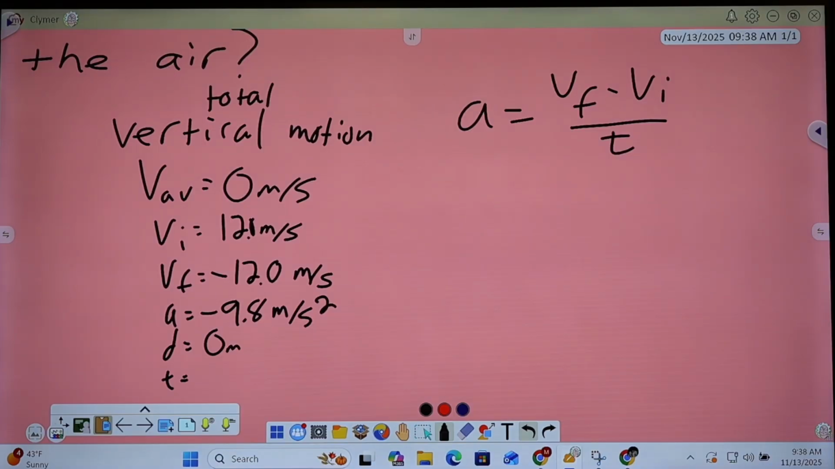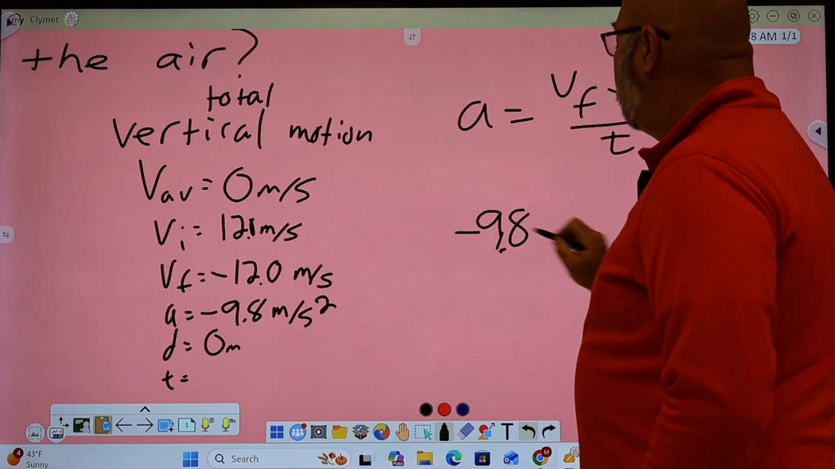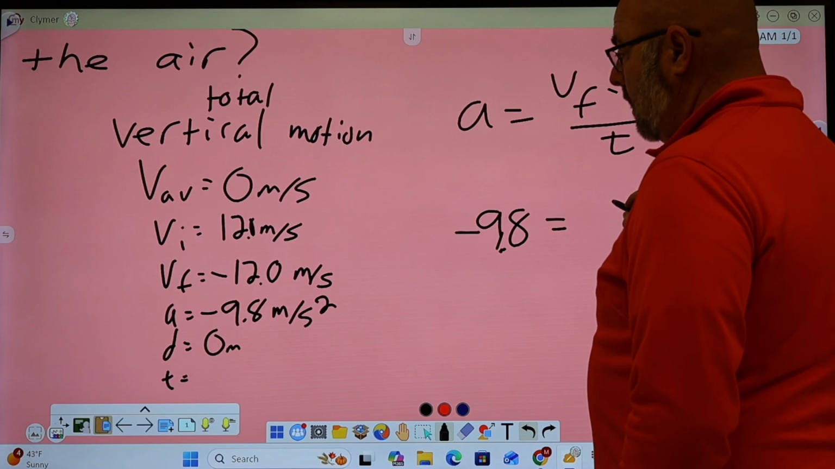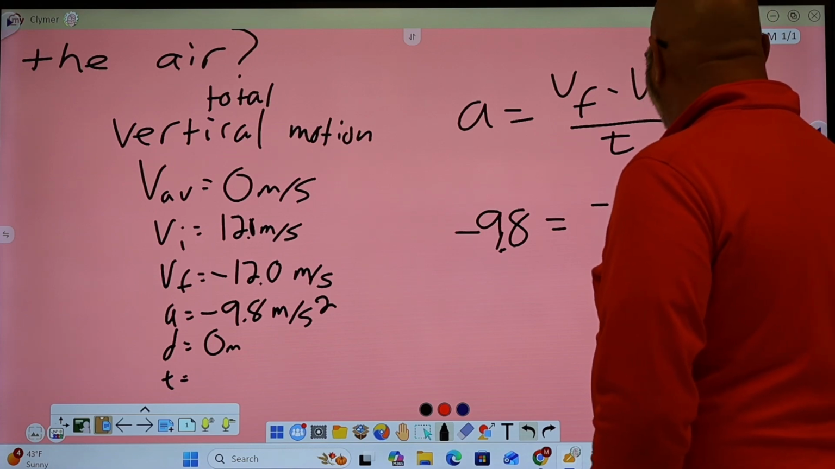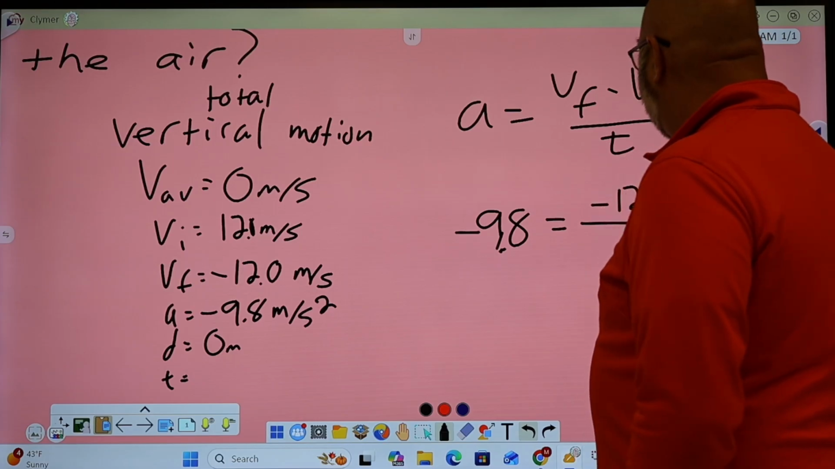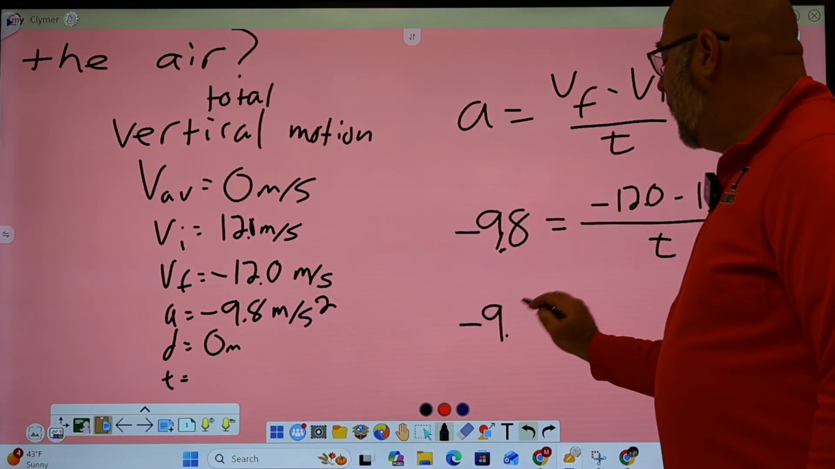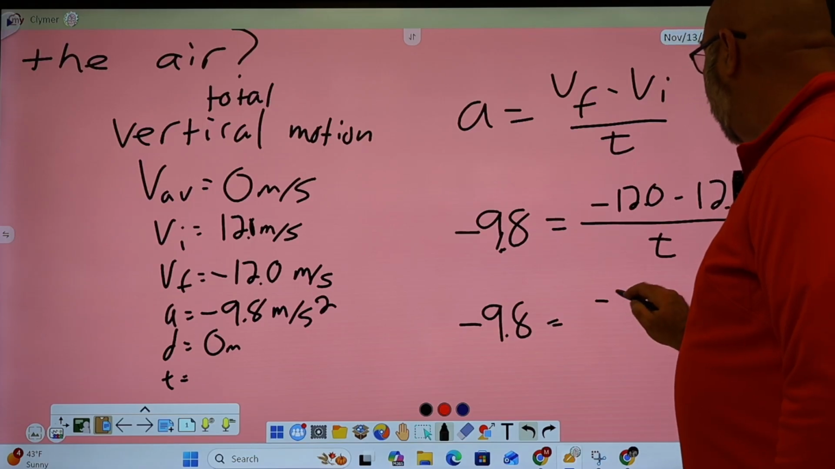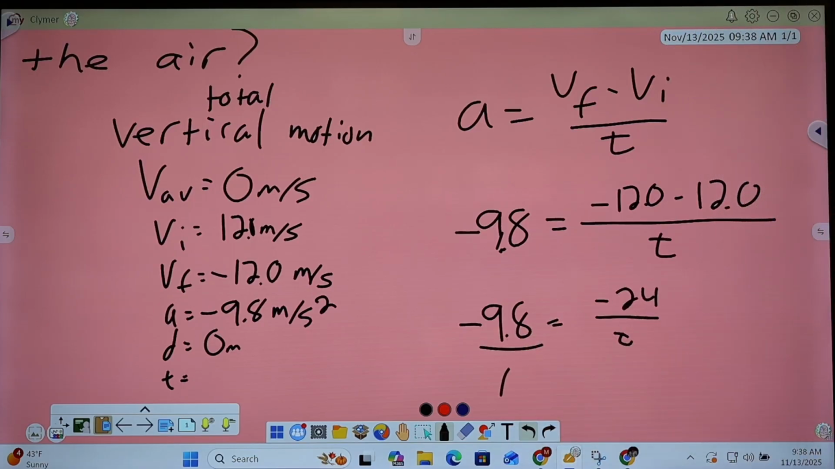All right, here we go. Did everybody plug this in? Negative 9.8 equals, VF was negative 12, minus VI was 12, over time. Negative 9.8 equals negative 24 over T. You know how I'm going to do this. Cross multiply and divide. Time equals.